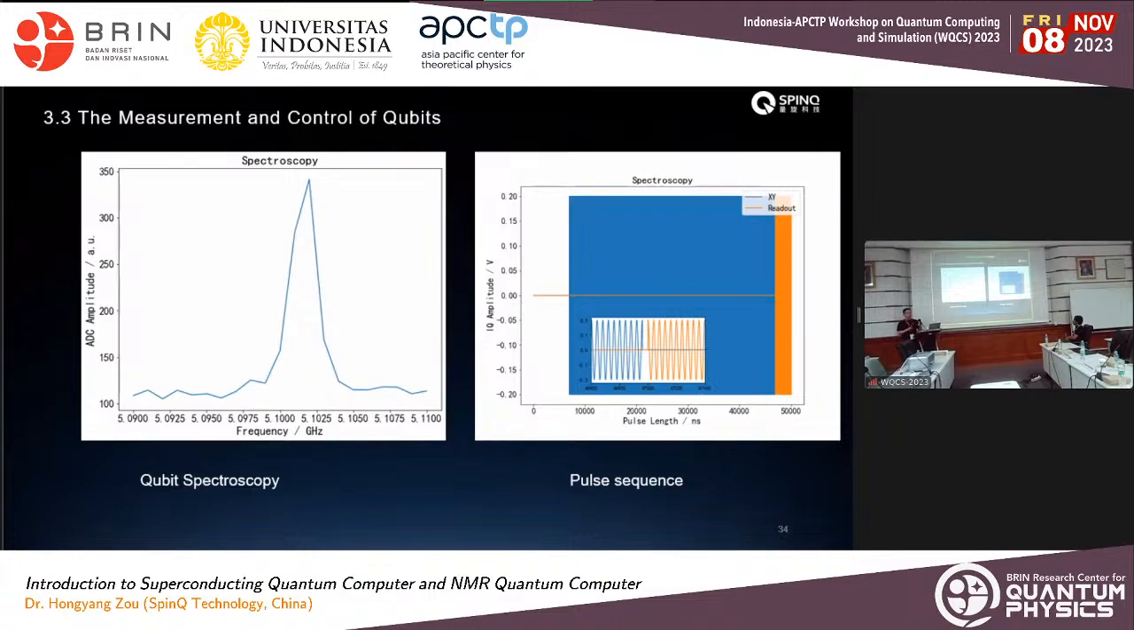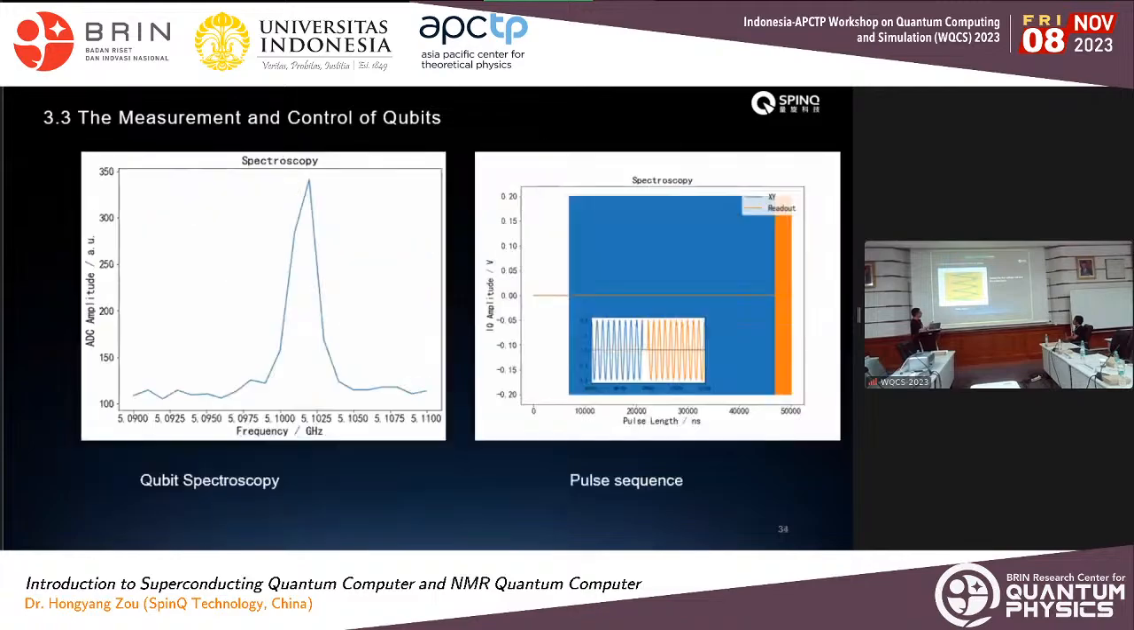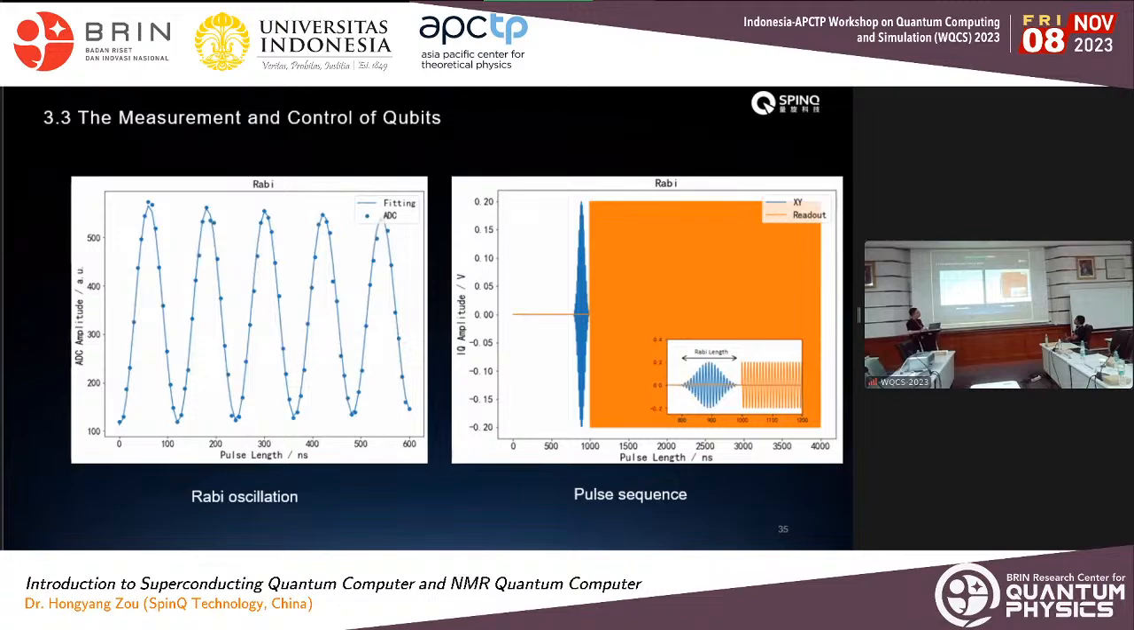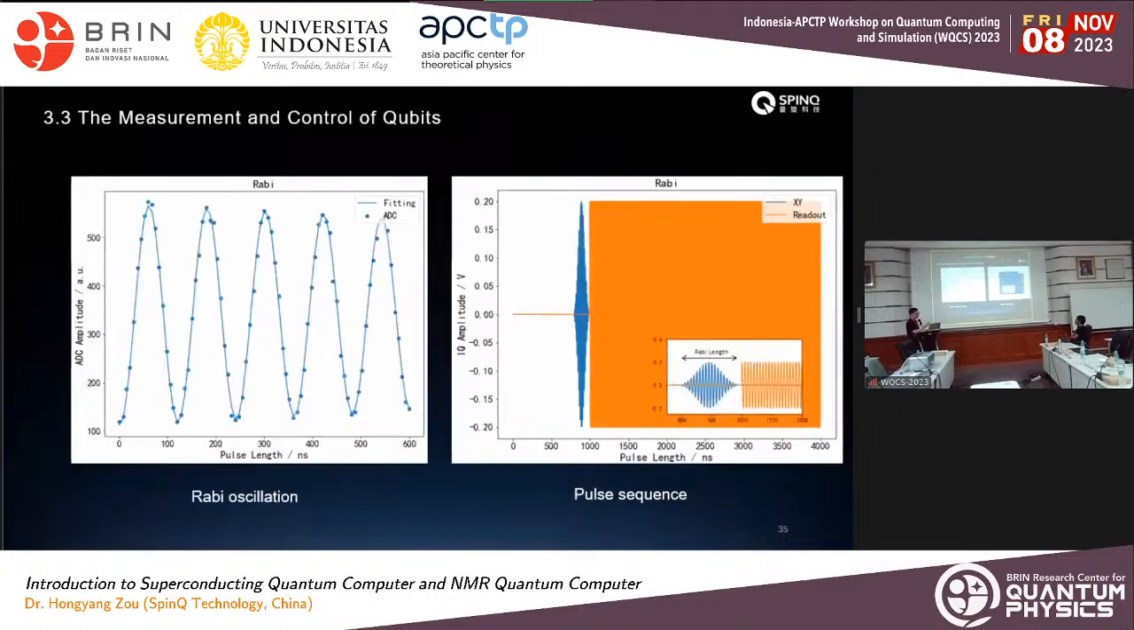It won't change. And then we look at when we drive it at the qubit frequency here, it will move up. It is not fully one state here, maybe 0.5 up, but we can still tell what the qubit frequency is from this one. And now we have the qubit frequency. What are we going to do next? We will do the Rabi oscillation.